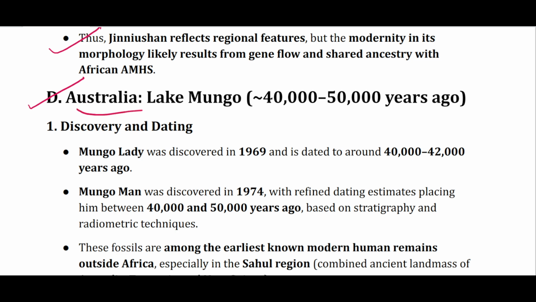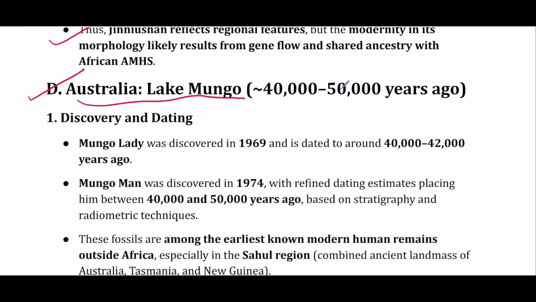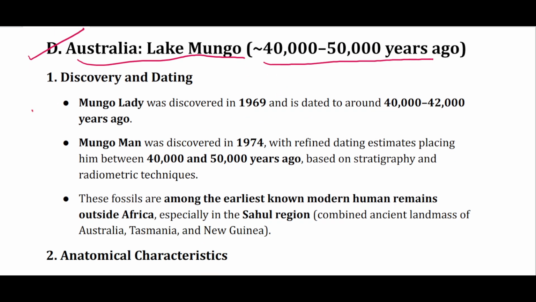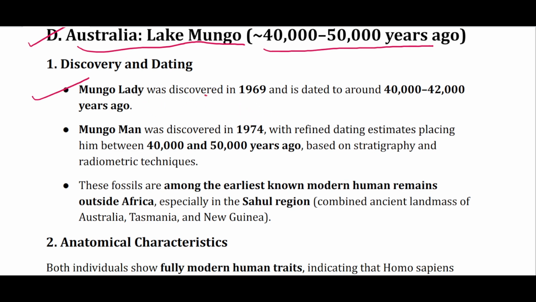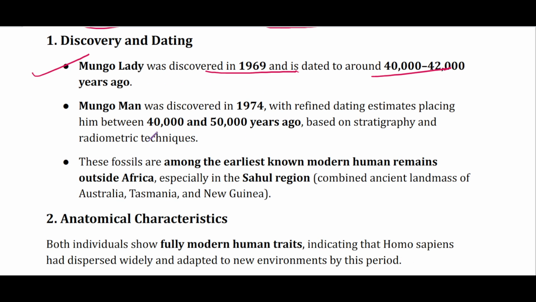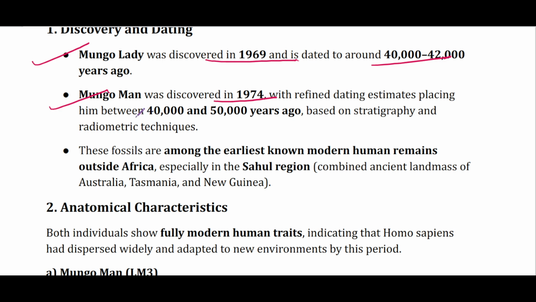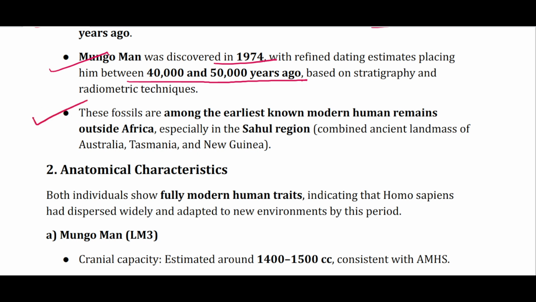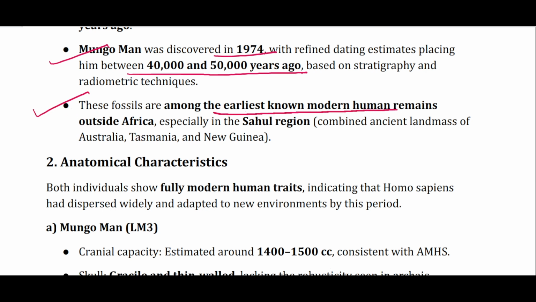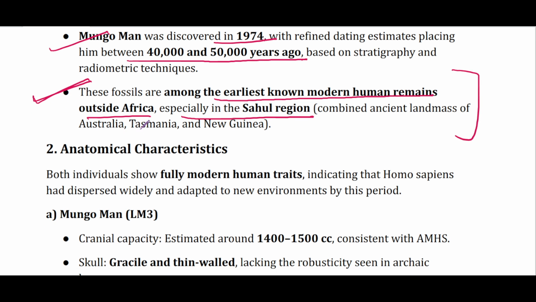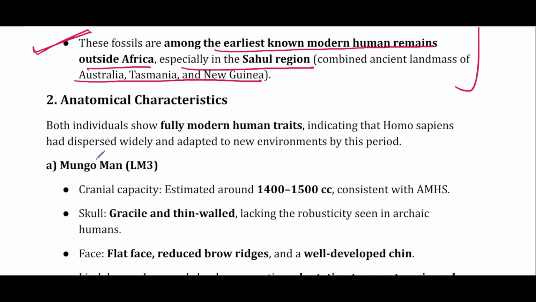Then the final evidence is from Australia, Lake Mungo, from 40,000 to 50,000 years ago. First, Mungo Lady was discovered in 1969, dated 40,000 to 42,000 years ago. And Mungo Man, another fossil, was discovered in 1974, and again it was placed between 40,000 and 50,000 years ago. These are among the earliest known modern human remains out of Africa, especially in the Sahul region. The Sahul region is the ancient landmass of Australia, Tasmania, and New Guinea.